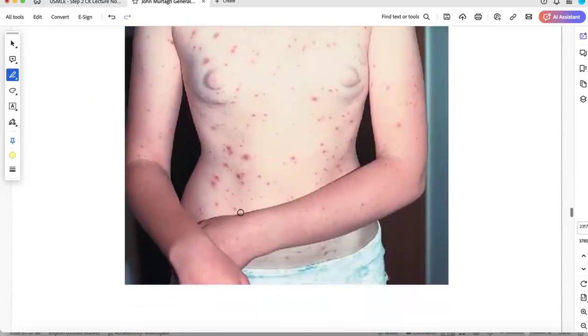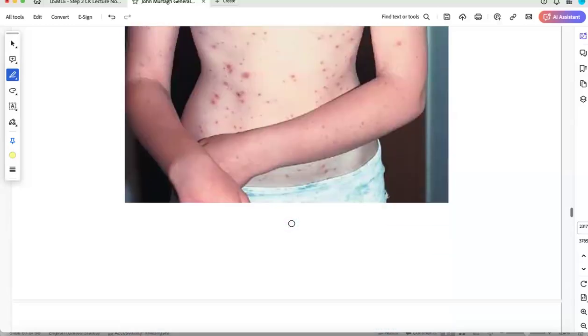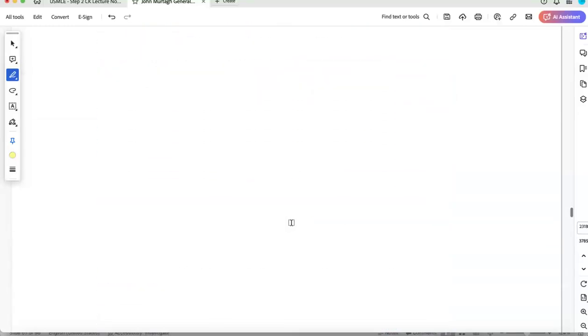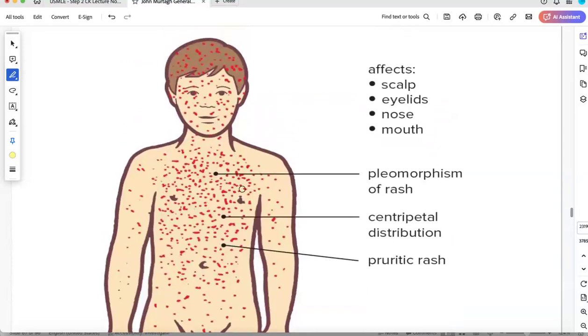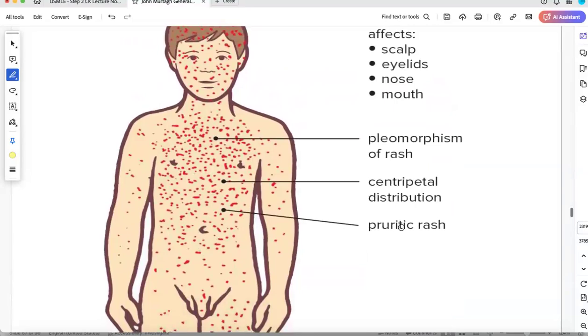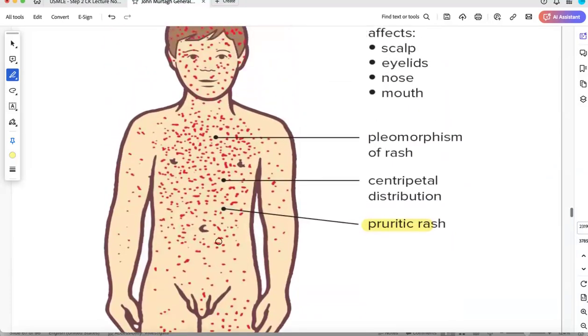And it looks something like this, as you can see. Most of these lesions are crusted lesions at the moment, but initially it will be fluid filled. And this is the centripetal distribution, so mainly more in the trunk, and then it will also be very pruritic. So the child can say it's itchy and the child will scratch it, but not that much in your arms or legs.